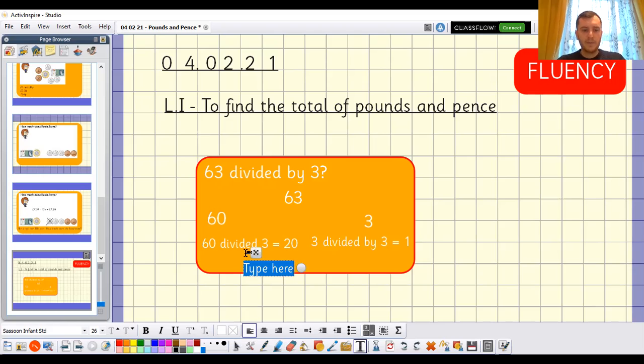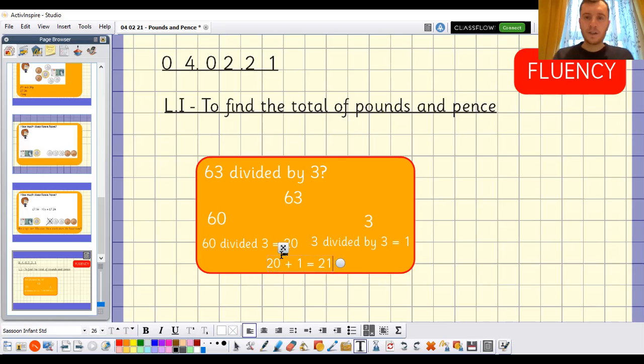Finally, I'd add them together. 20 plus 1 is equal to 21. So 63 divided by 3 is equal to 21. You might have used a slightly different method, but if you got the same answer, that is wonderful.